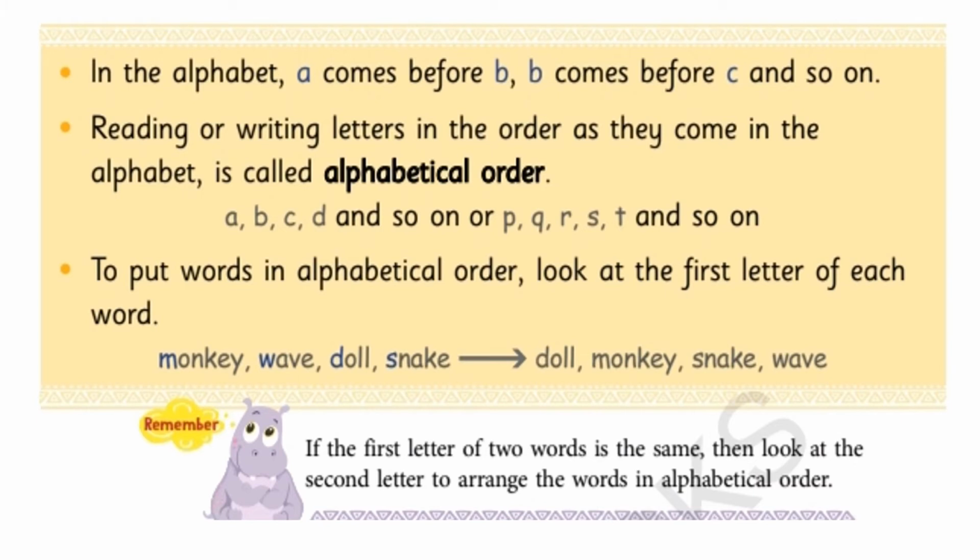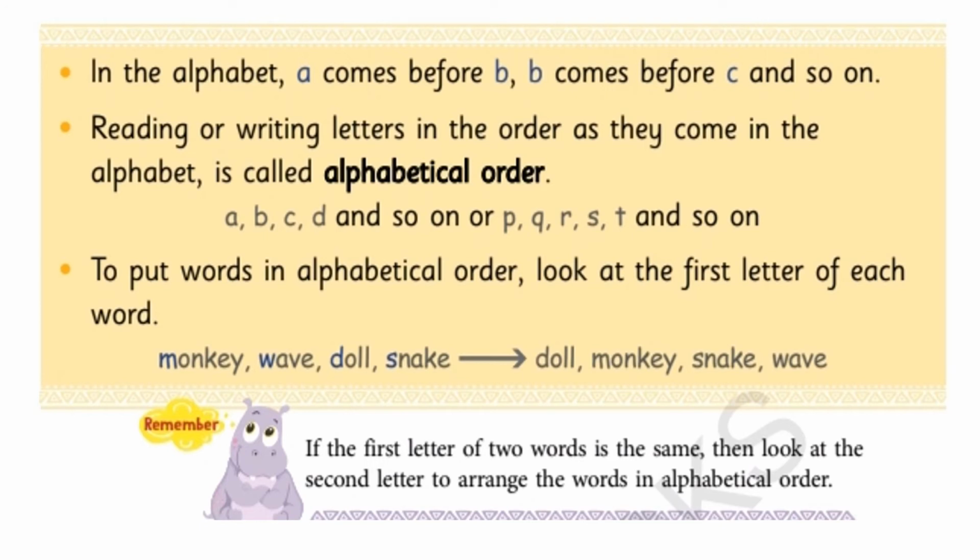In the alphabet, A comes before B, B comes before C, and so on. Reading or writing letters in the order as they come in the alphabet is called alphabetic order. That is A, B, C, D order. A, B, C, D, and so on, or P, Q, R, S, T, and so on. To put words in alphabetic order, look at the first letter of each word. For example, monkey, wave, doll, snake.